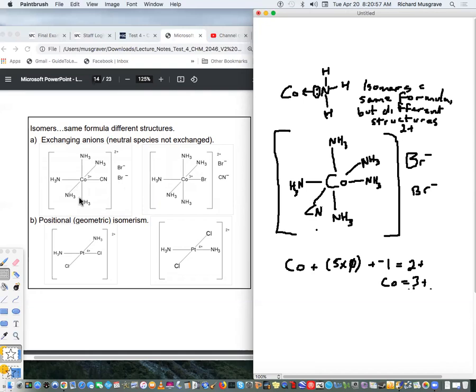All right, how do you feel about exchanging anions here? How do you feel about exchanging anions? 5, 4, 3, 2, 1, 0. Okay, that's good. Does anybody have any questions?